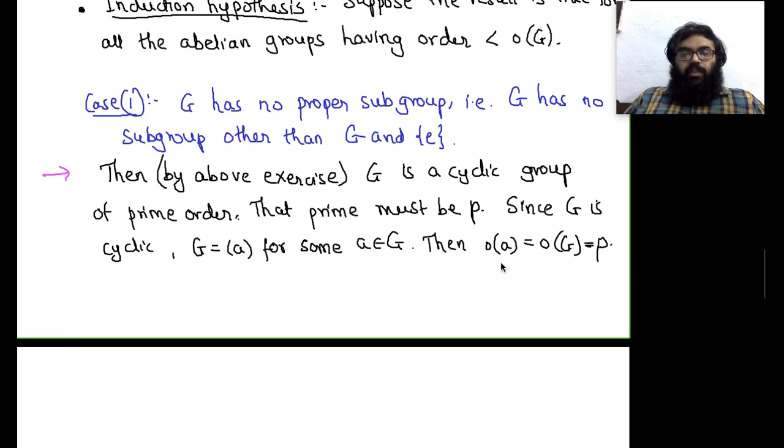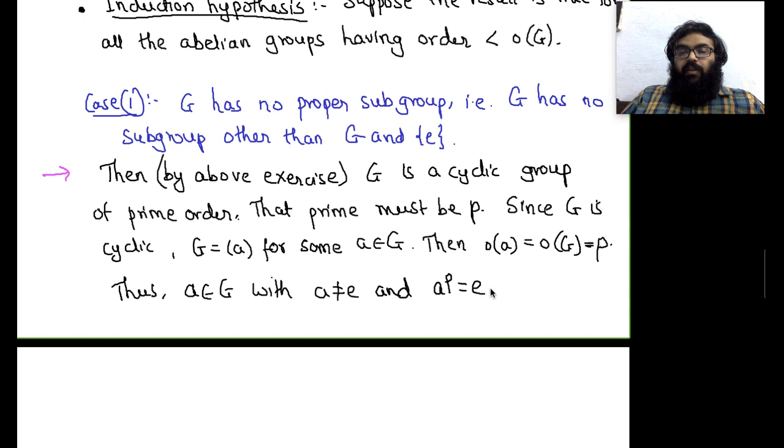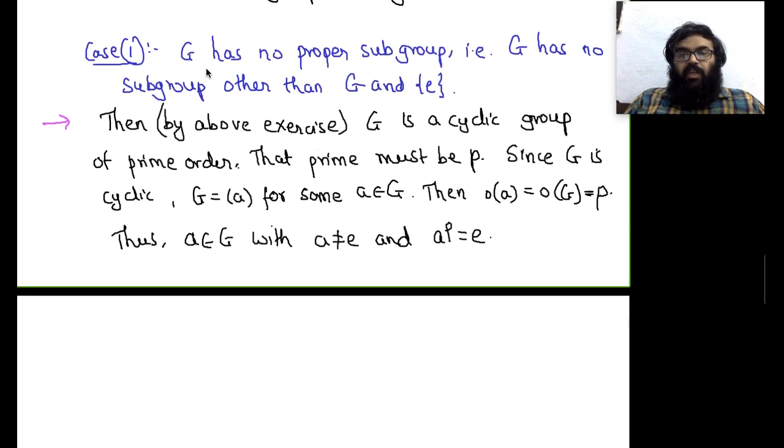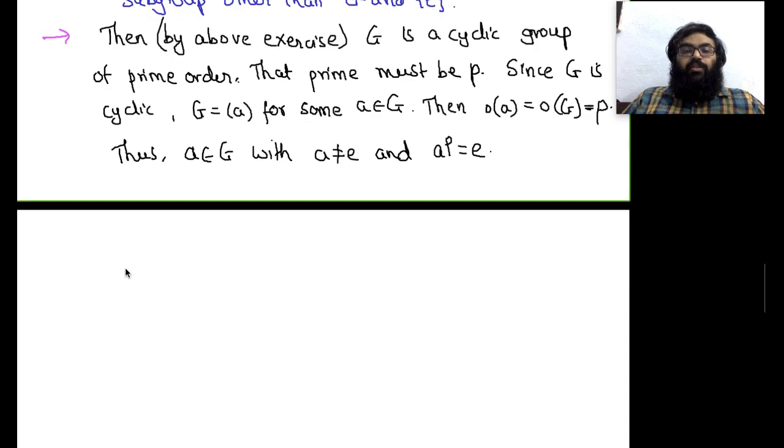So in that case, we have found an element whose order is P. A is a generator, so A is not equal to the identity. Thus there is A in G with A not equal to identity, and A power P is identity. So this result is true in this case. So this was the first case, G has no proper subgroup. Now we consider case 2.